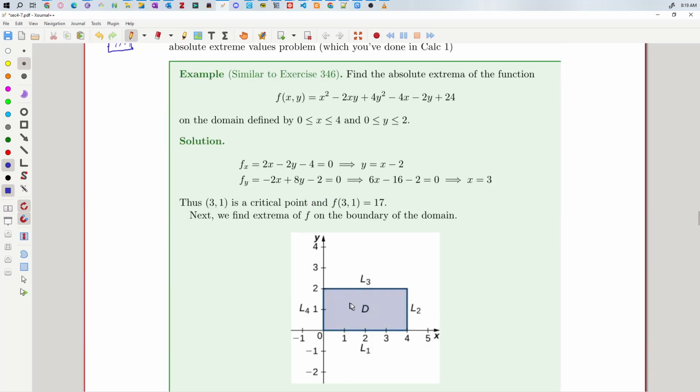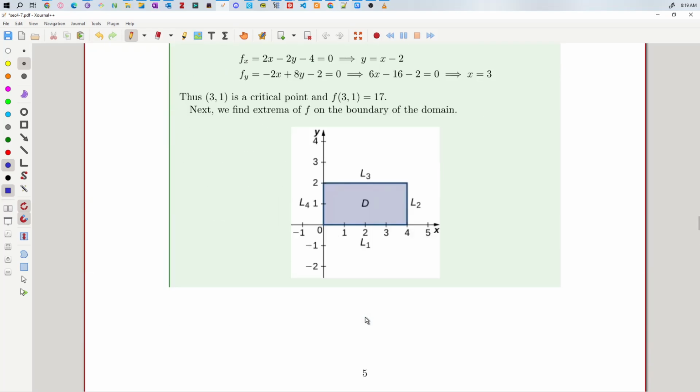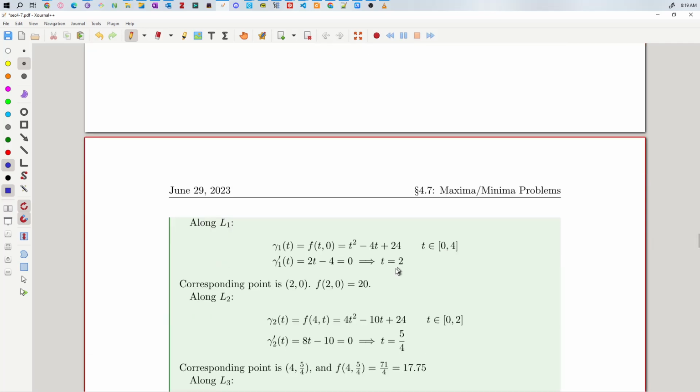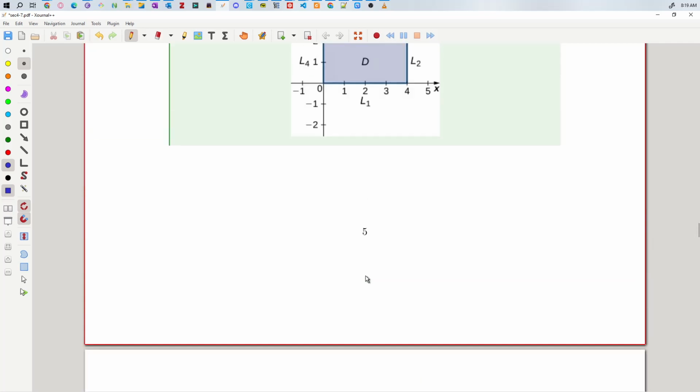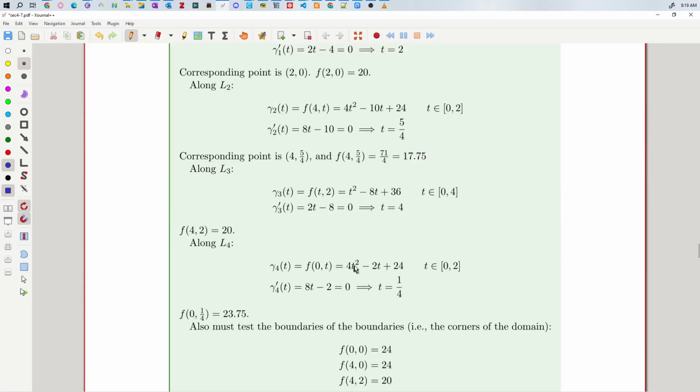I don't think I actually checked that all these points lie inside. They should lie inside. That's something you should check, to make sure that whatever points you find are in the domain. If they're not in the domain, then you can exclude them. Okay, so you get this point, then you plug it into f, you get a number. We're going to compare all these numbers at the end.